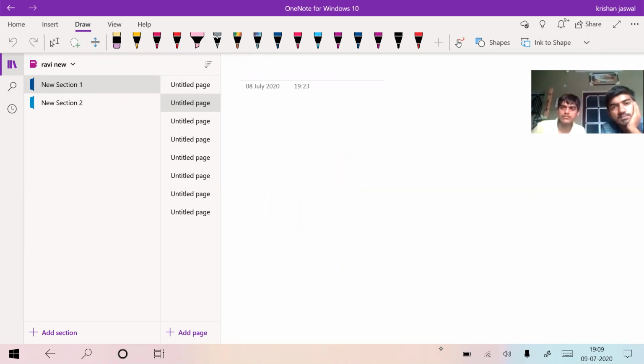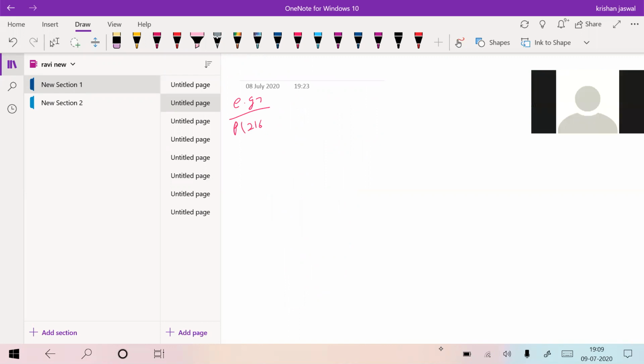Example number 7, page number 216. Use the principle of induction to prove that (1 + 3/1)(1 + 5/4)(1 + 7/9) and so on. Solution.